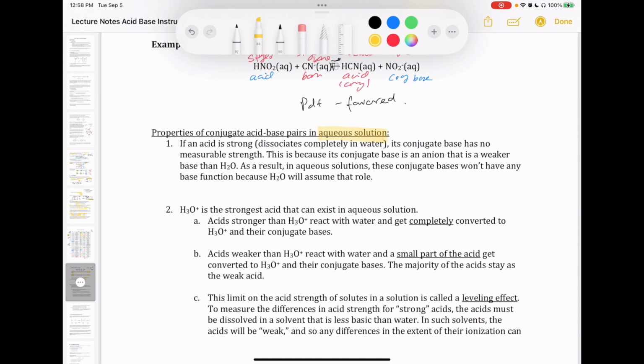So the first conclusion we have is that if an acid is strong, so not stronger, but strong, that means that it dissociates completely in water. By equilibrium, all the acid disappears, all you have is proton and the conjugate base. If an acid is strong, its conjugate base has no strength. In other words, it doesn't act as a base. And this is because its conjugate base would be an anion that is weaker than water as a base.